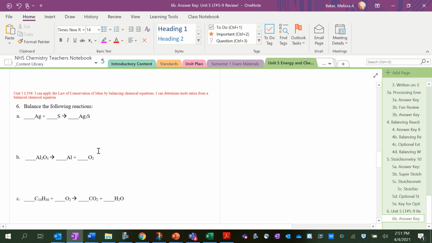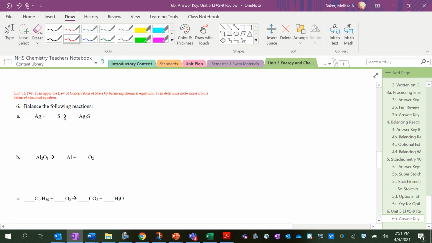Okay, we've already done some balancing. Let's do a little bit more here. So here we've got Ag and S, 1 Ag on the left, 2 on the right, 1 sulfur on the left, 1 on the right. And so we need a 2 in front of the Ag, and we're balanced.